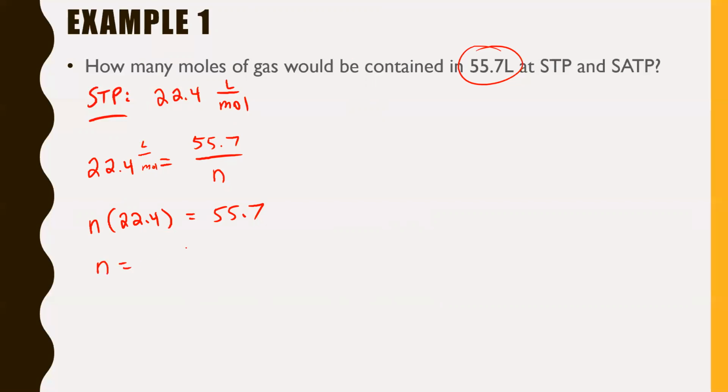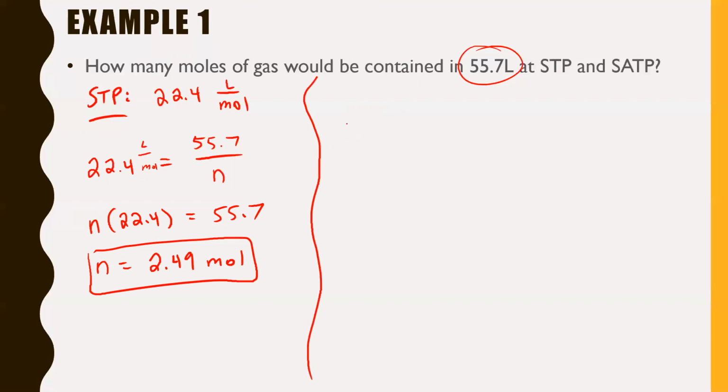55.7 divided by 22.4 is actually going to give you, rounded to 3 sig digs, 2.49, and the units on that are going to be moles. So under STP conditions, 55.7 liters of a gas is actually 2.49 moles, so almost 2.5 moles of gas.